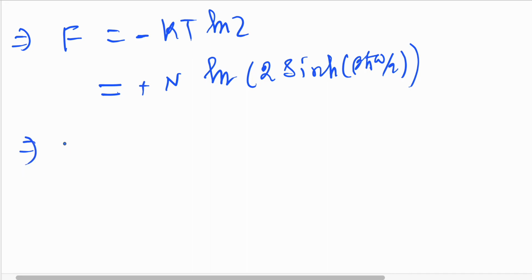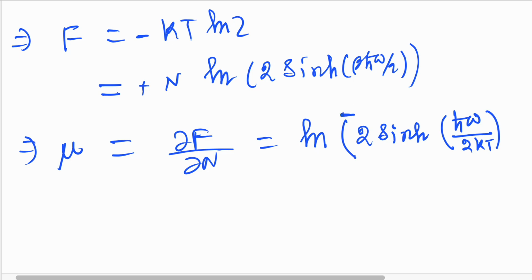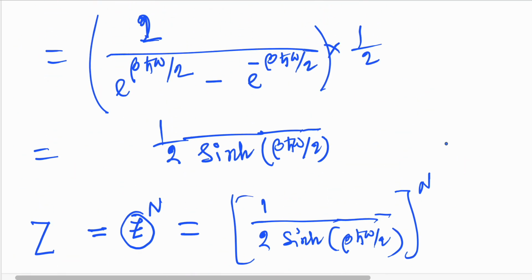Now what will be the chemical potential? Mu will be del F by del N with all other things constant, so that means the chemical potential will be ln 2 sinh of beta h cut omega by 2 kT. So it will look like that.